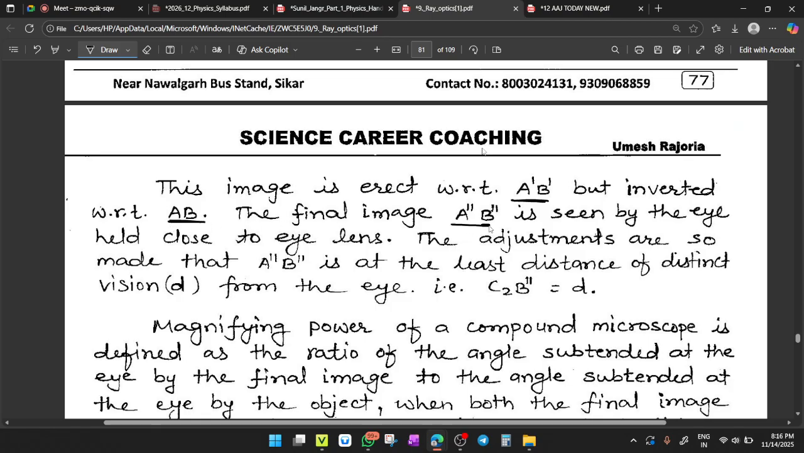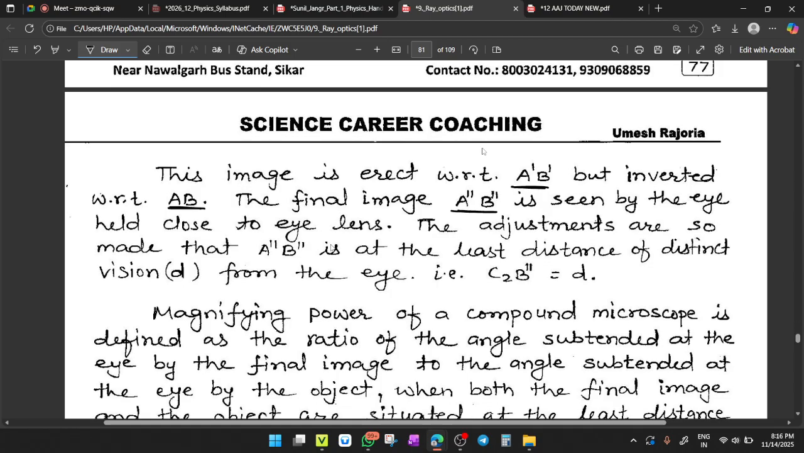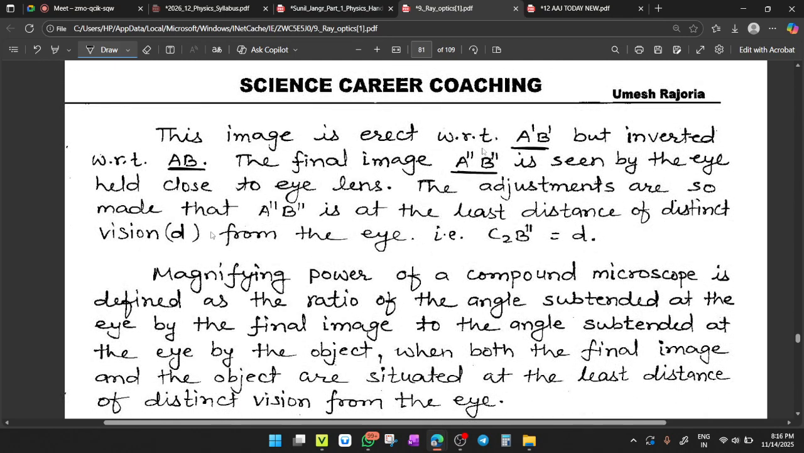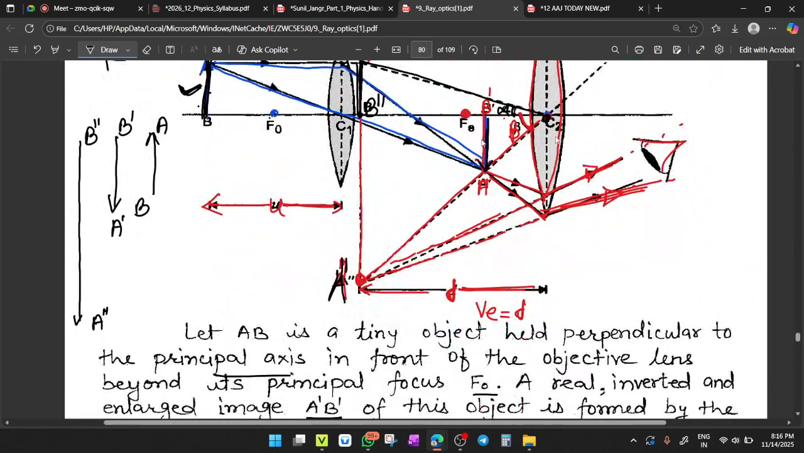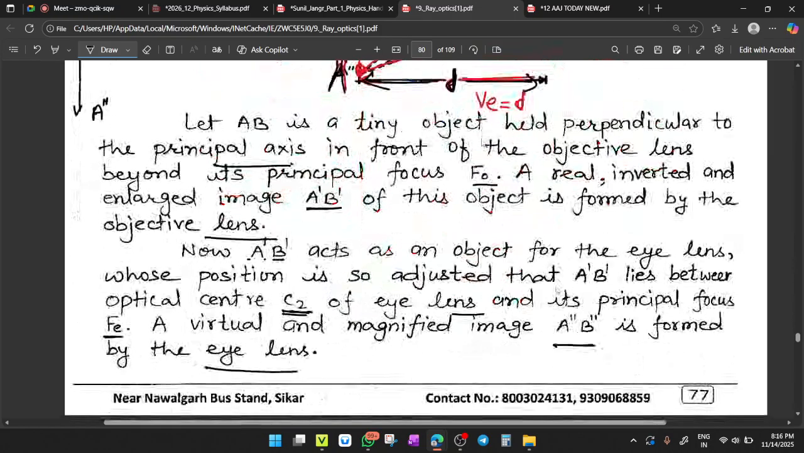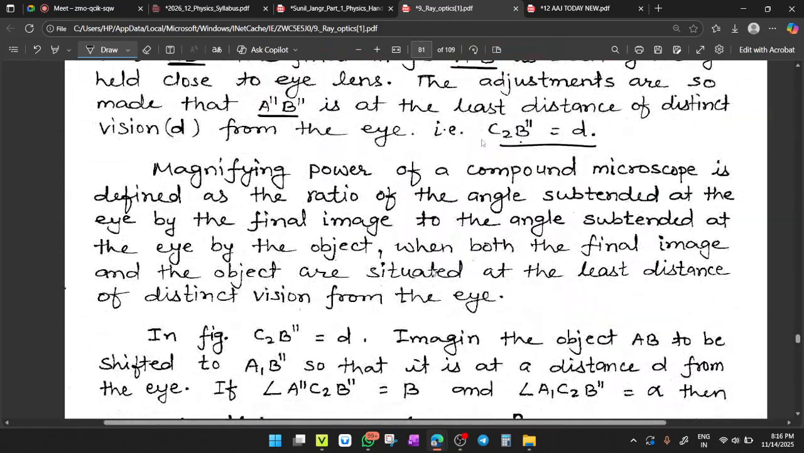The final image A double dash B double dash is seen by the eye close to the eye lens. The adjustments are so made that A double dash B double dash is at the least distance of distinct vision from the eye lens. So C2 B double dash equals D. Where is C2 B double dash? Yes, as I said, this is C2 and this is B double dash, and the distance between the final image and the optical center should be D. Clear? The final image should be formed at the least distance of distinct vision. Clear?